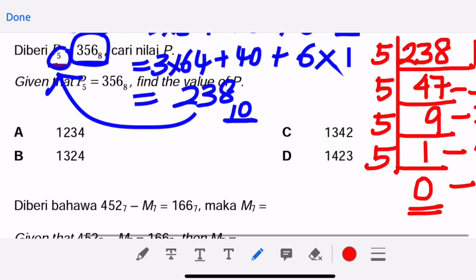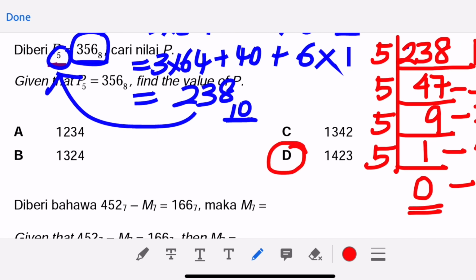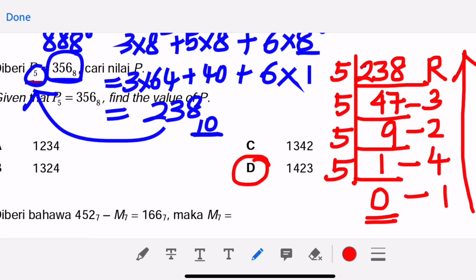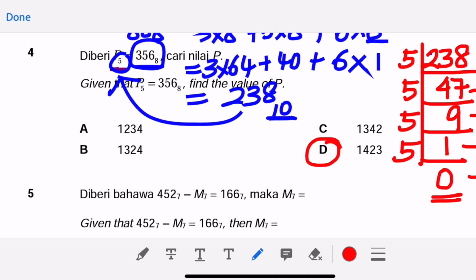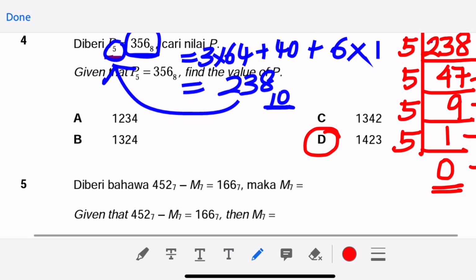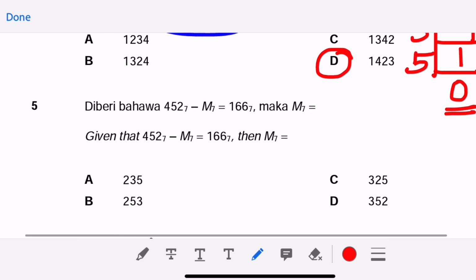1, 4, 2, 3. Right? Remember the arrow, from bottom up. Okay? So the answer is 1, 4, 2, 3. For base 5, you cannot use a calculator. You have to use the long division method.